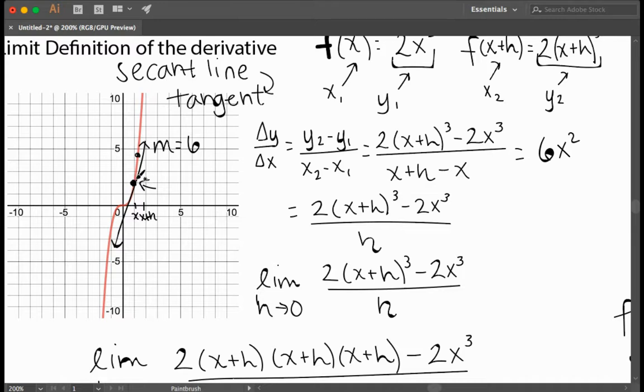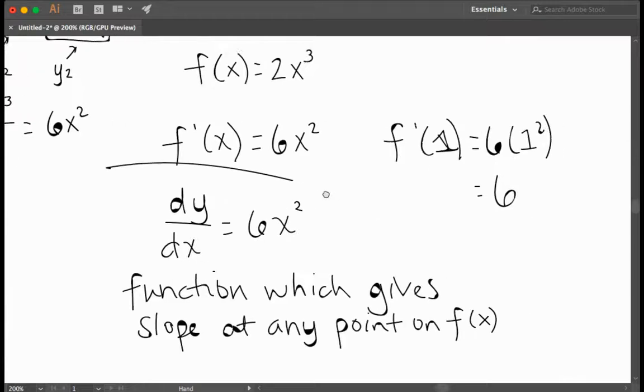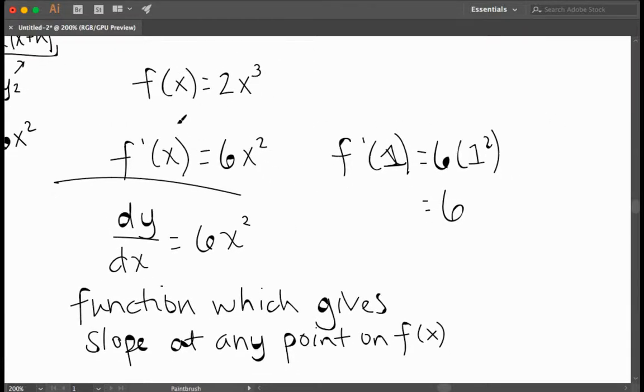The instantaneous velocity, the change in y over change in x exactly at that point 1 on the graph of 2x cubed is 6. And we got that from using our slope function right here, or in other words, our derivative.